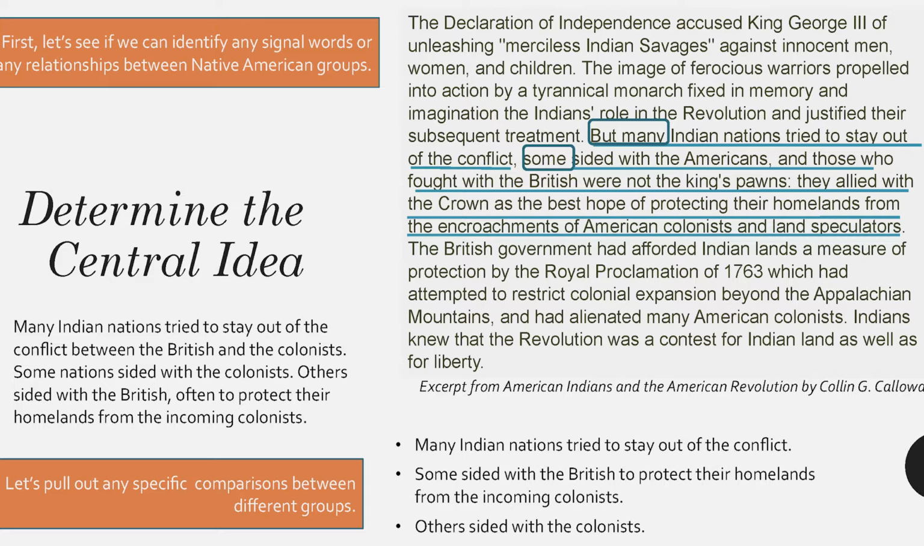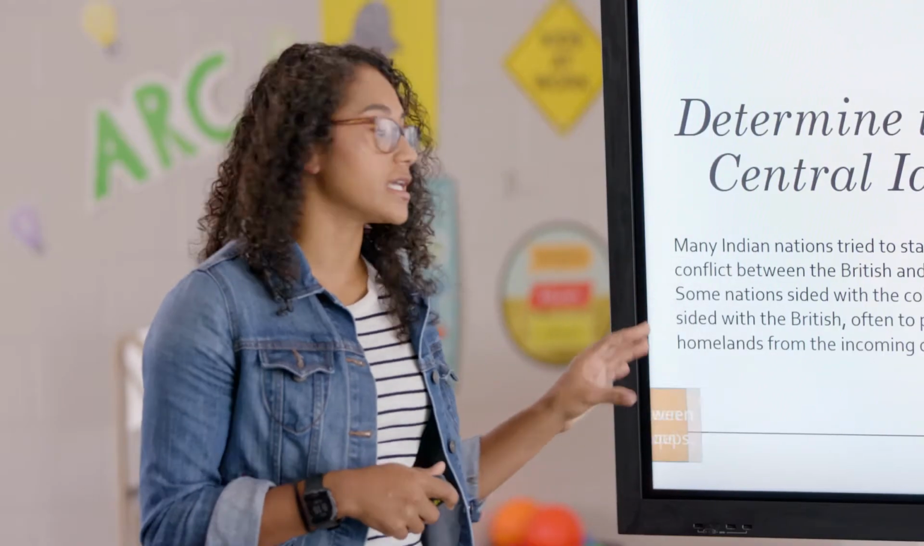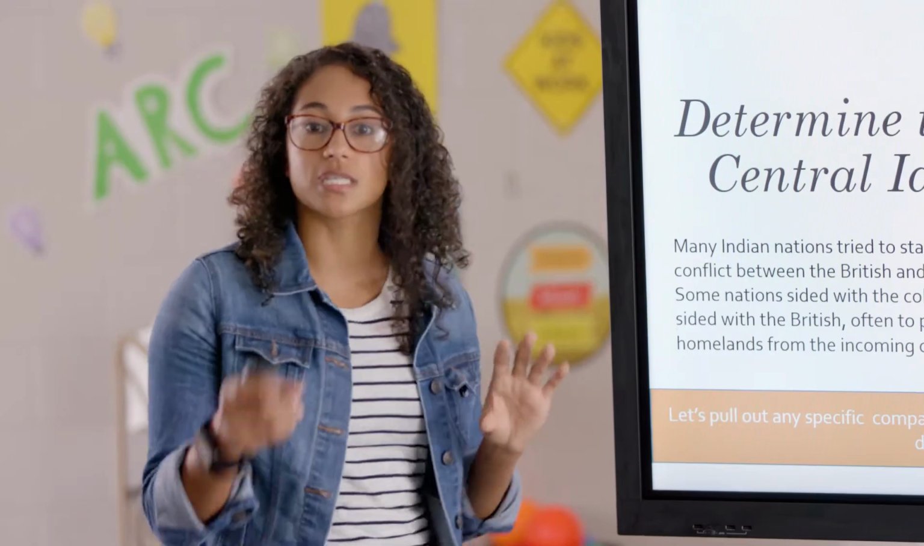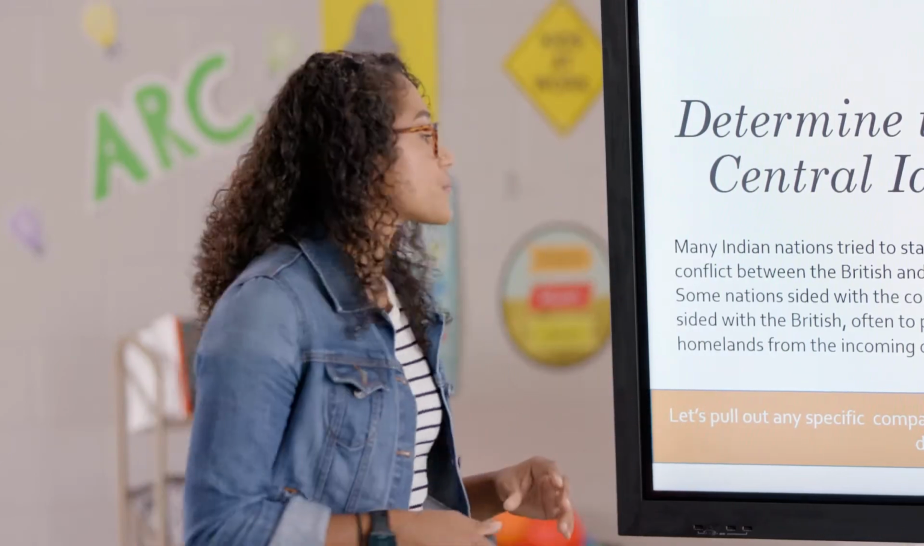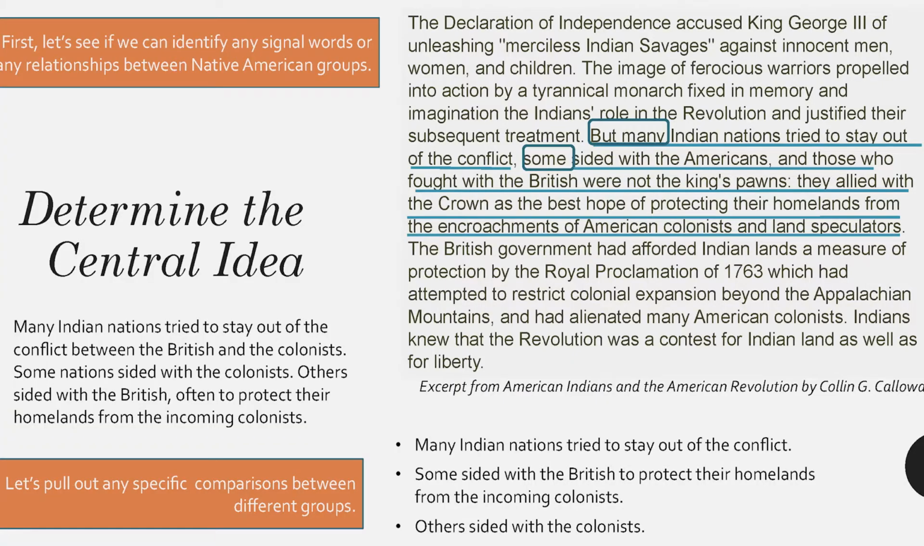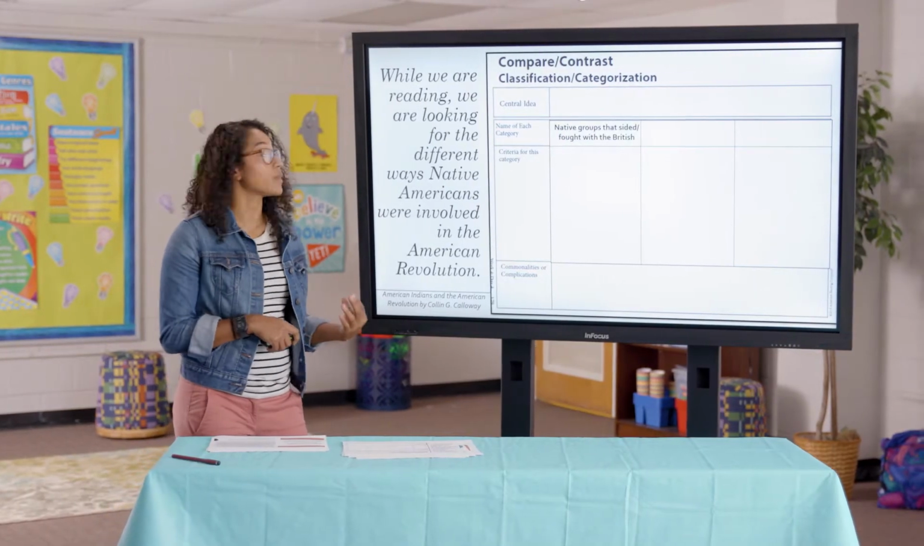Some nations sided with the colonists, others sided with the British, often to protect their homelands from incoming colonists. So now that I have my central idea, I'm going to pull out specific comparisons between different groups. So we have that many Indian nations tried to stay out of the conflict. Some sided with the British to protect their homeland from colonists, and some sided with the colonists. So I'm going to go ahead and add that to my chart.